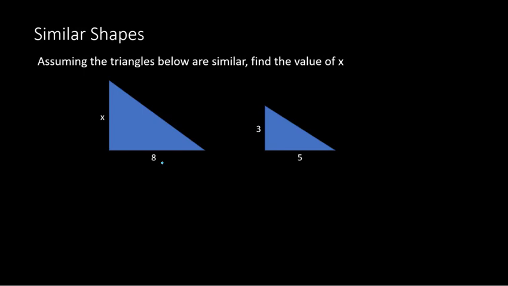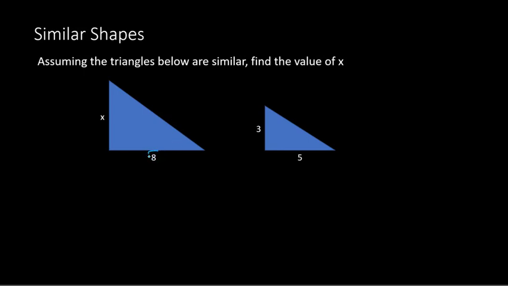All right, so there's different ways you can set up your equation here. But one way is to realize that with similar shapes, the ratio or the scale factor is going to be the same. It doesn't matter what pair of sides we look at.